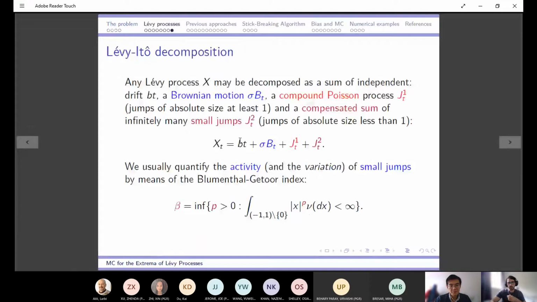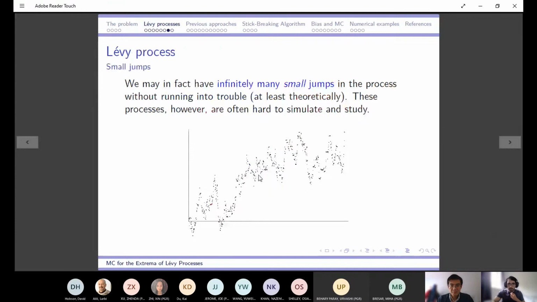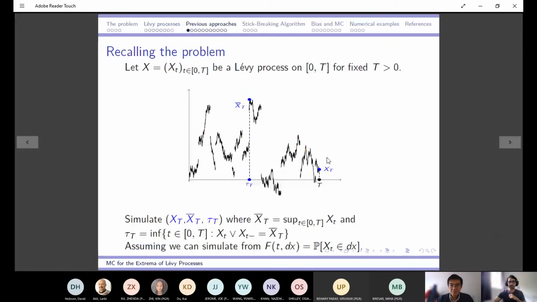In general, you can decompose it, as I said before, as a drift, a Brownian component, large jumps, so a compound Poisson process, and this limit of compound Poisson processes that have increasingly more smaller jumps. And this beta right here will be a measure of roughly how many small jumps you have. This beta we can call the Blumenthal-Getoor index and can lie anywhere between 0 and 2. This beta will appear in the convergence speed of all the approximations that we will handle, because as you can see, this jittering behavior will depend heavily on how many small jumps you have, how many oscillations here you have.